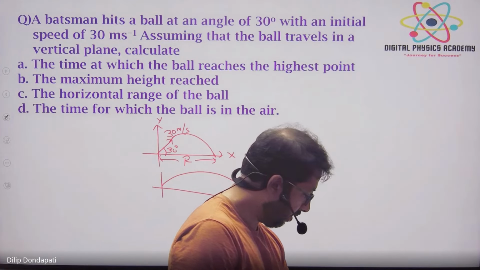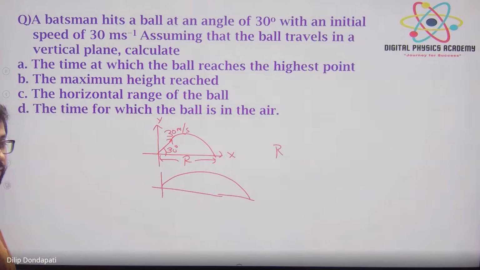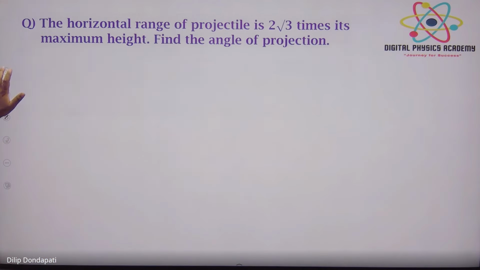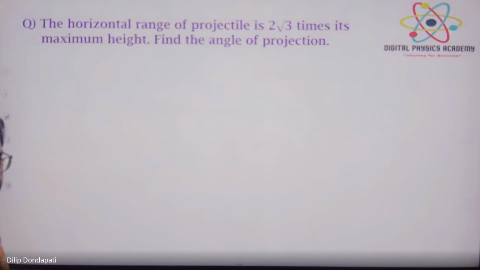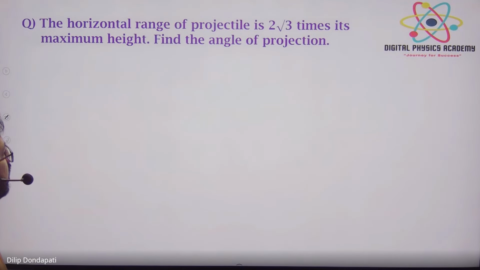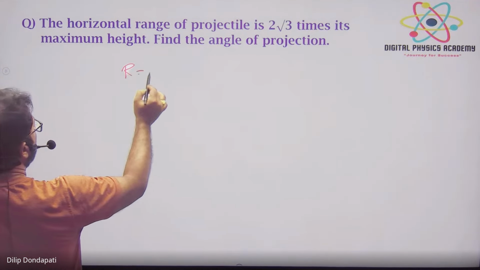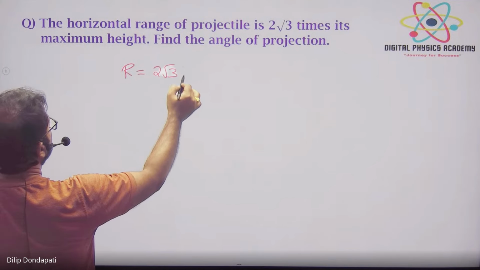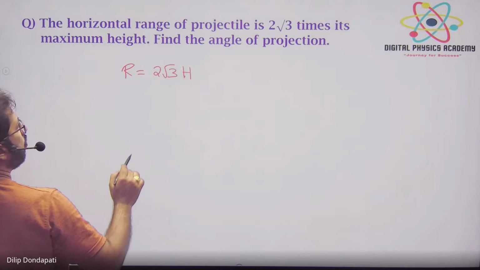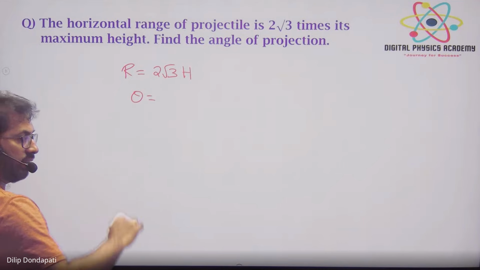Okay, next. Hi everyone, do it and tell me the final answer. The horizontal range of a projectile is 2 root 3 times the maximum height. So the range is given as 2 root 3 times the maximum height, H being the maximum height. Find the angle of projection, theta, in this condition. Simple.